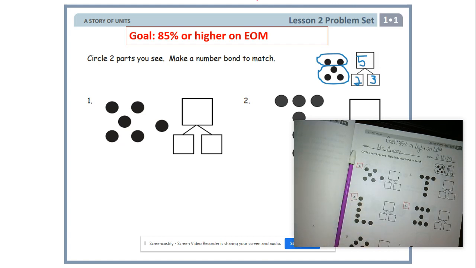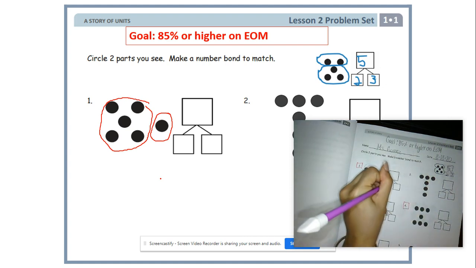And now I'm going to work out the first problem on my screen so that you can do it in your book. Ready? Okay, circle 2 parts you see. Make a number bond to match. So just like in our lesson, we're going to circle 2 parts that we see. I see 5 and I see 1. So what are our parts, boys and girls? Get ready. Yes, 5 and 1. Go ahead and write it in your book.